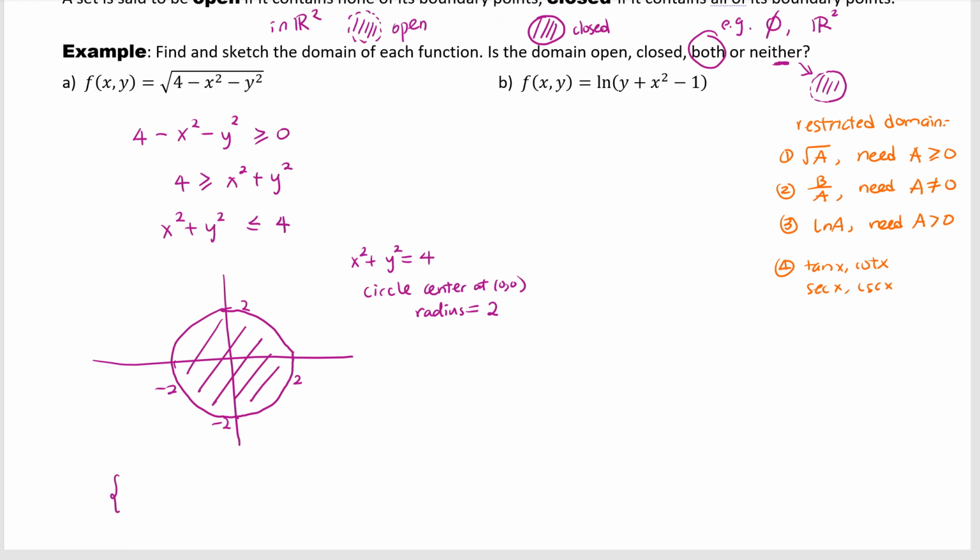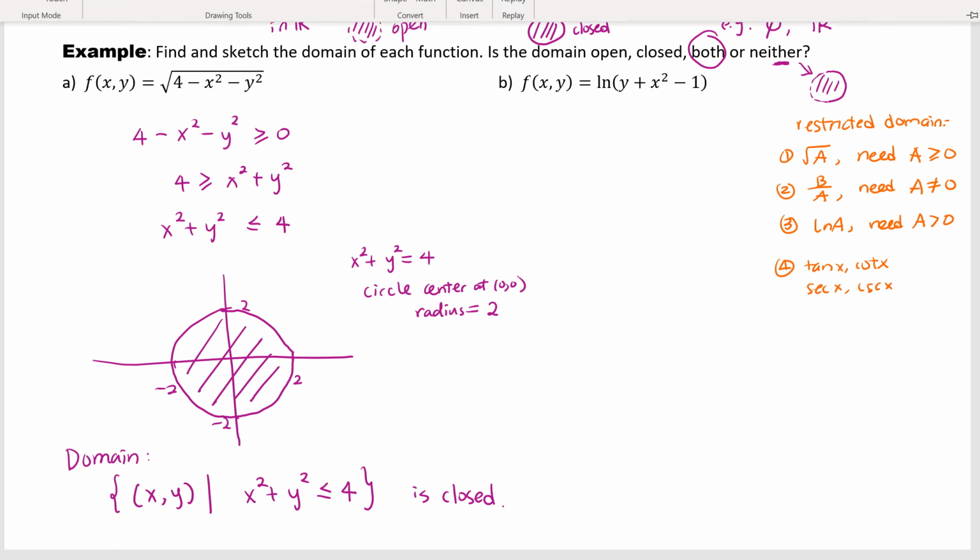So this is the domain, okay? And if we want to use a set to denote it, then the domain is the set of points x, y such that x squared plus y squared is less than or equal to 4. Is this closed? Does it contain all of the boundary points? Yes, it is. So this is closed. So far, so good, everybody?